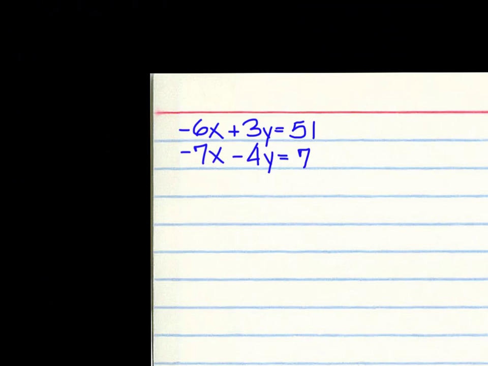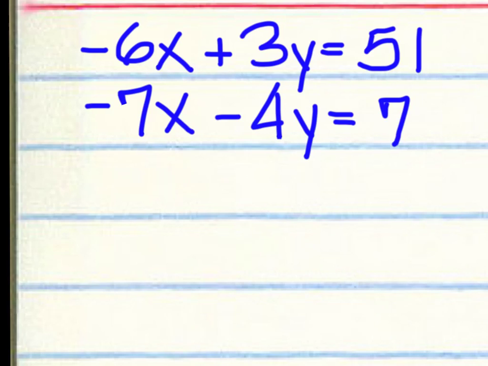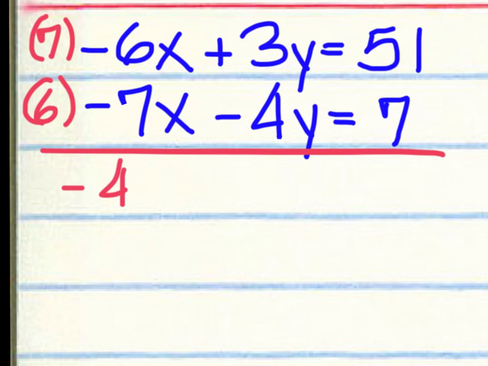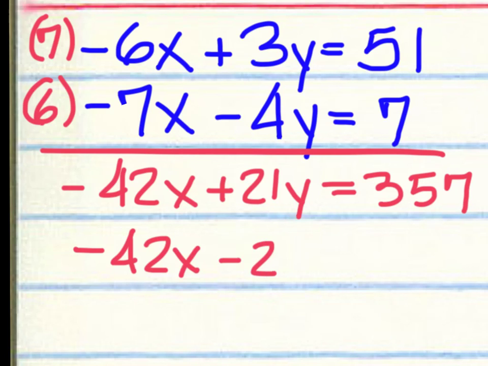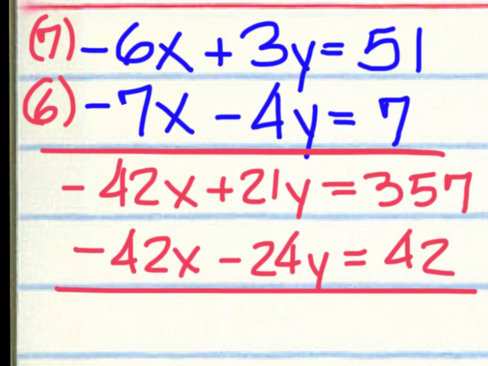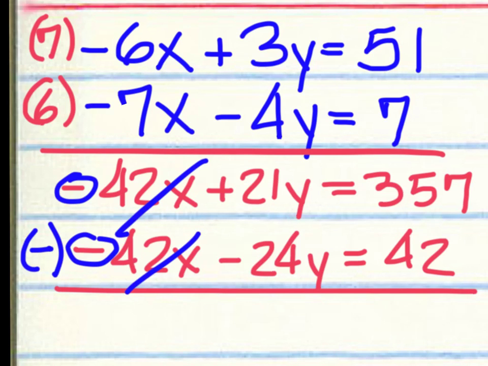Alright, negative 6, negative 7, that means you're going to have to multiply the top by 7, the bottom by 6, and when you do that, the top is negative 42x plus 21y equals 357. And then on the bottom you'll have negative 42x minus 24y equals 42. Since you have signs that are the same, you must subtract, which cancels these out. Negative 21 minus a negative 24 is really plus 24, so that's 45y.